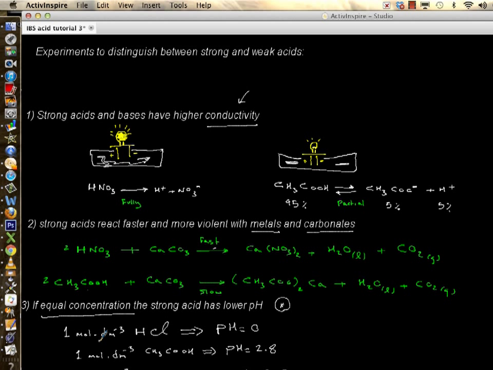So pH is a gauge. The weaker acid has higher pH, but you have to remember it's equal concentration. If concentrations are not equal, pH cannot be used to talk about the strength of acids and as a comparison.